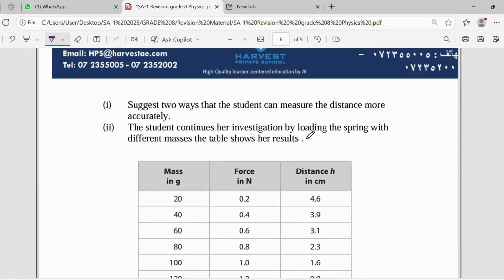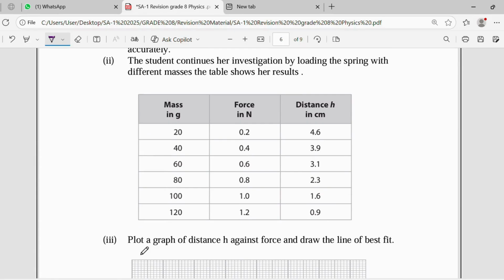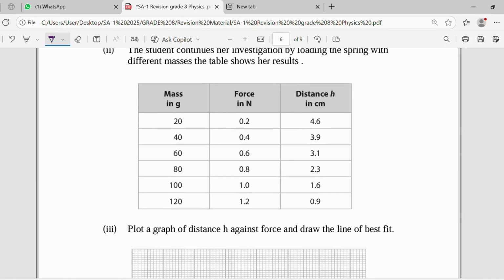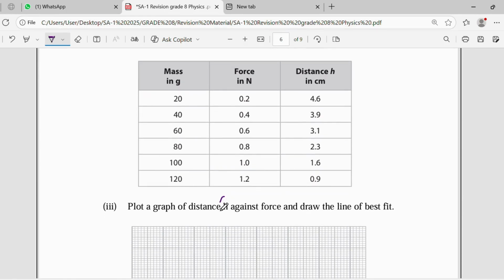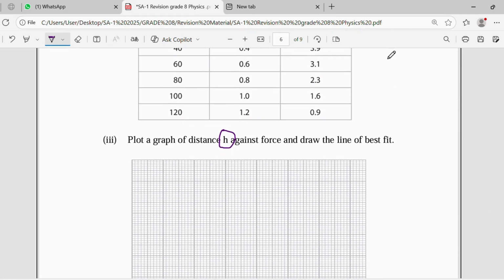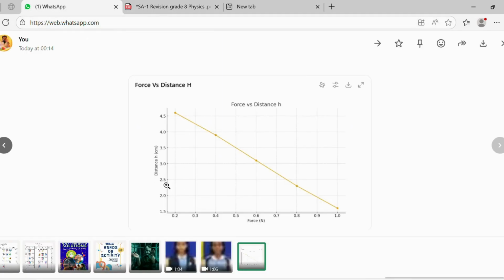The student continues her investigation by loading the spring with different masses. The table shows her results. So this is the table. And now plot a graph of distance, height against force, and draw the line of best fit. All right. So first one, we need to draw a graph against height. That means the distance, and against the force. If you draw the graph for these given points, you will get a graph in this way. Here the distance is given, and here the force is given.